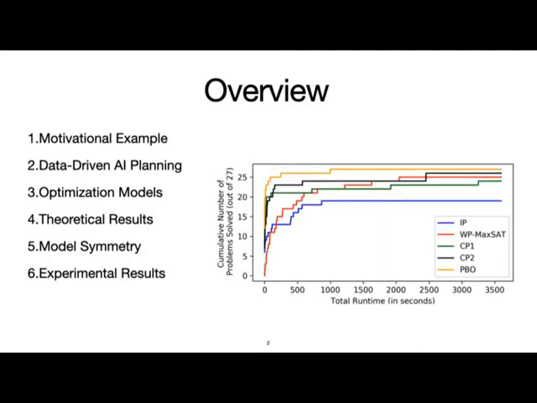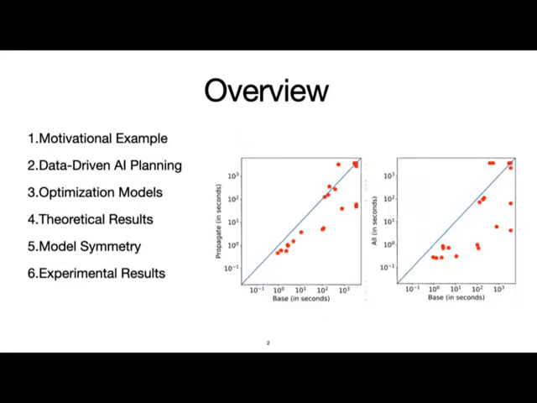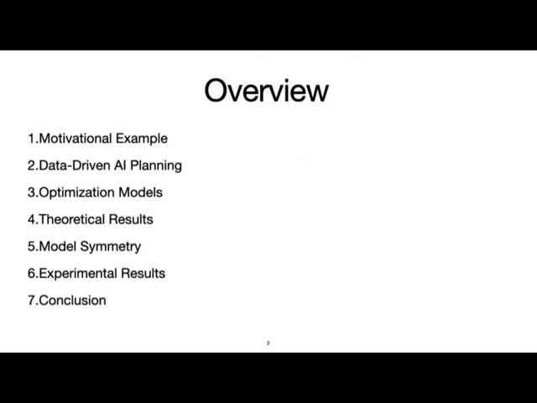Experimentally, we will show that the PBO model that is solved by RoundingSat covers the most problems in the least amount of time. Similarly, the ability to leverage model symmetry can speed up our base encoding by 1 to 3 orders of magnitude. Finally, we will conclude this presentation and present areas for future work.